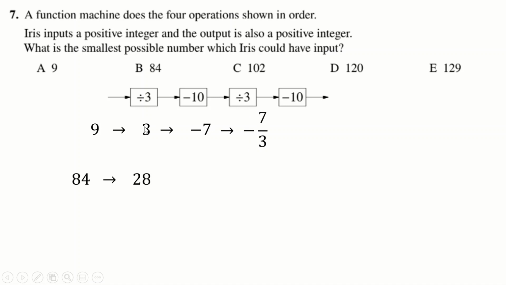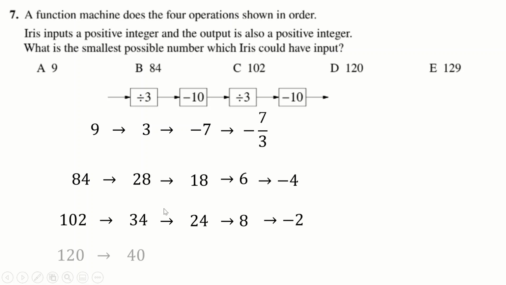Then you put in 84, divide by 3, use a bus stop if you need to here. Take away 10, divide by 3, take away 10. Now that is an integer, but it's not positive, so that doesn't work. Put in 102, keep going. And of course, the first 4 aren't going to work. And because the first 4 don't work, because this isn't a positive integer, the answer must be this one here.